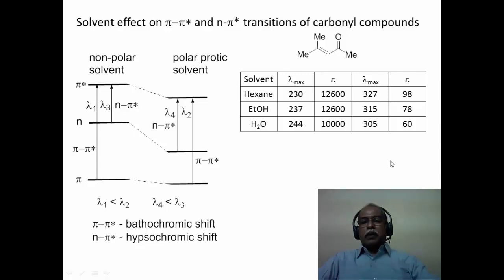So as you increase the polarity of the solvent, the pi to pi star goes to a lower energy, whereas the n to pi star goes to a higher energy. Not much of an effect in terms of the epsilon values; they are nearly the same in all the polar as well as the nonpolar solvents.